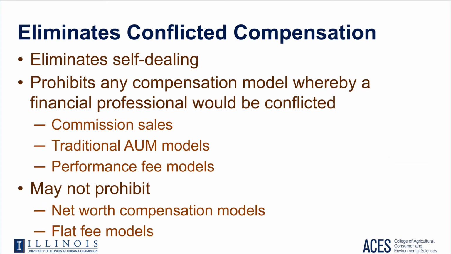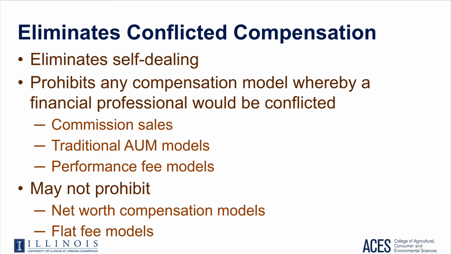All right, so what does the rule do? Well, the rule says, number one, you're a fiduciary. If you give any of the advice of the prior slide, you're a fiduciary. As well, not only are you a fiduciary, but now I'm going to eliminate your ability to self-deal. So we're going to eliminate self-dealing. In fact, I'm going to go so far as to prohibit any compensation model whereby a financial professional would be conflicted. So I'm going to take away the opportunity for you to act not as a fiduciary by starting to mess around with compensation structure.